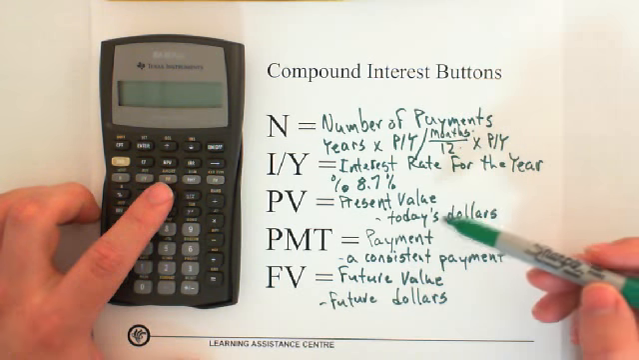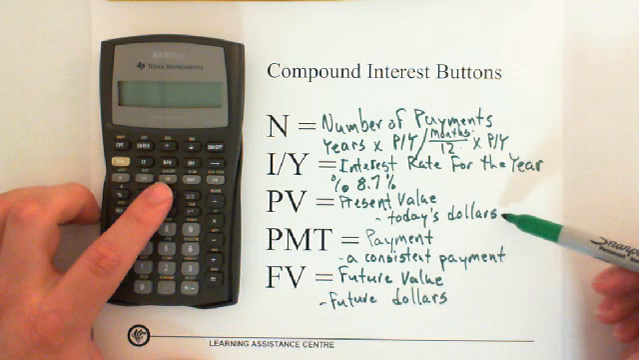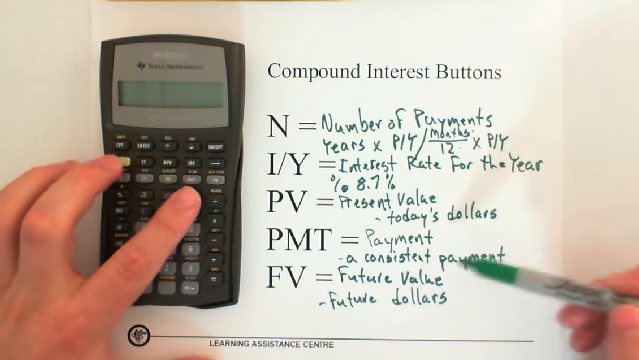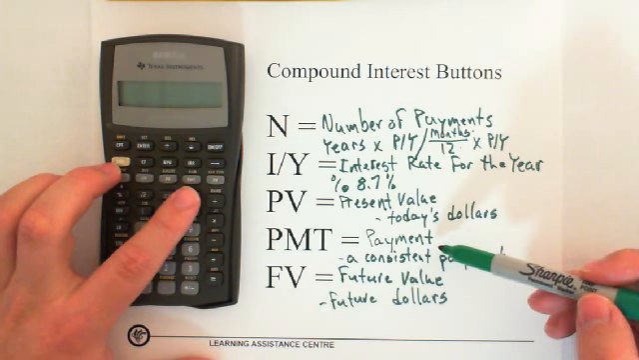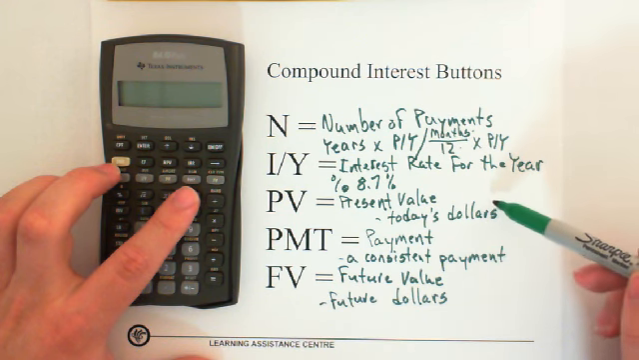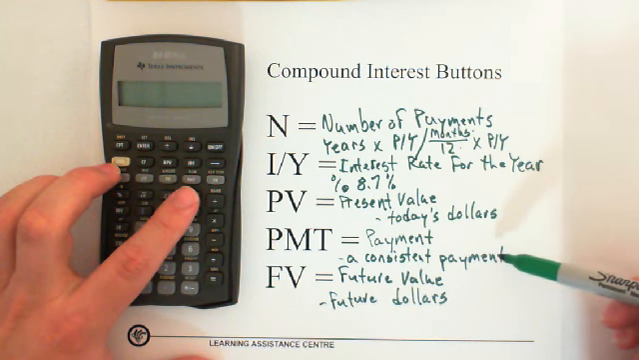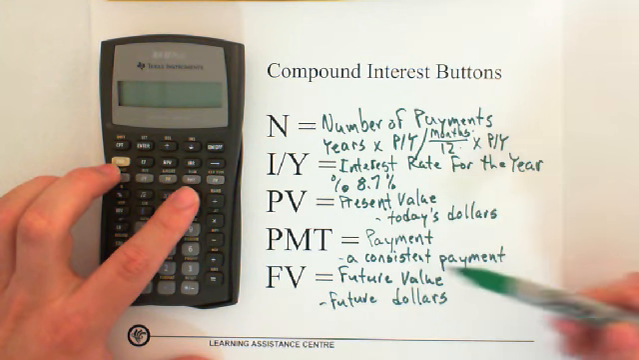The next one up is our present value, PV, and that's just our today's dollars, so how much do we have right now? Then we have the PMT, which is our payment, and this has to be a consistent payment. If the question just says we make a single payment today, even though it has the word payment in it, it's just a single payment, and so it's more likely to be a present value than an actual payment, because a payment has to be consistent.